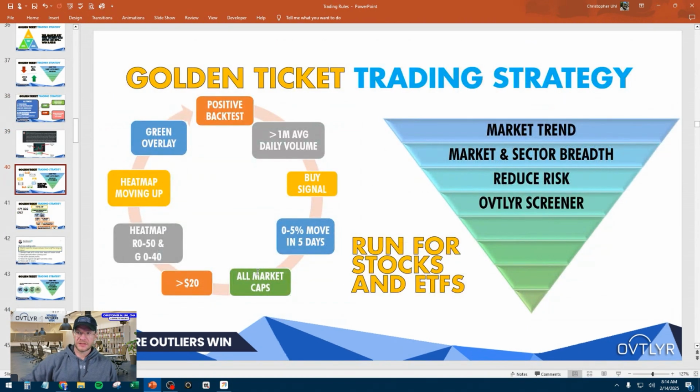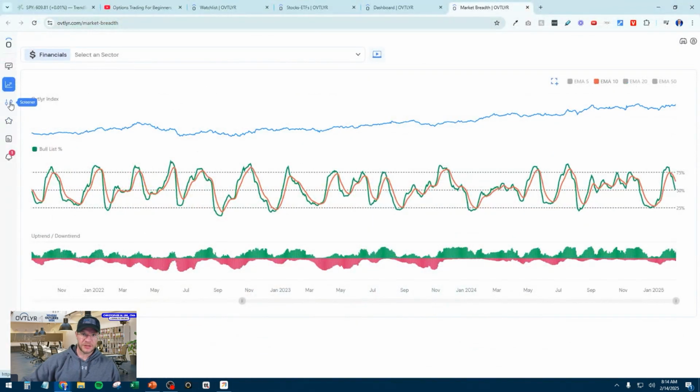Next, this is what I put into the screener, right? So we went through the trend, we went through the breadth, we went to reduce risk. Now we're looking at the screener. So the screener, you get to it by just clicking this button here.